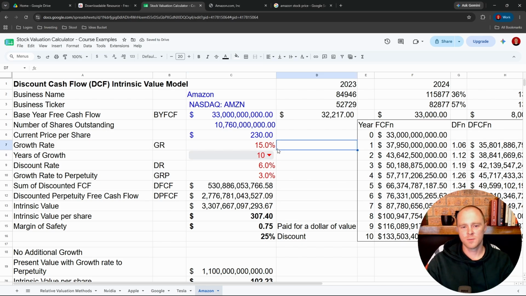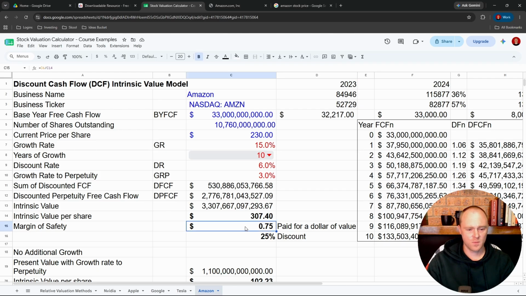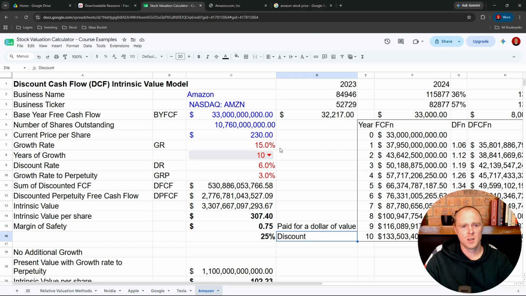And doing more research on it, you'll get closer with these values to what you're comfortable with and what your understanding of the future of the business will be. Now, having a look, that just gives us a value of $307, which is 75 cents paid for $1 of value at the moment with a 25% discount. So that gives us a bit of an indication about how we can try and value a business which is spending the majority of it on growing the business.